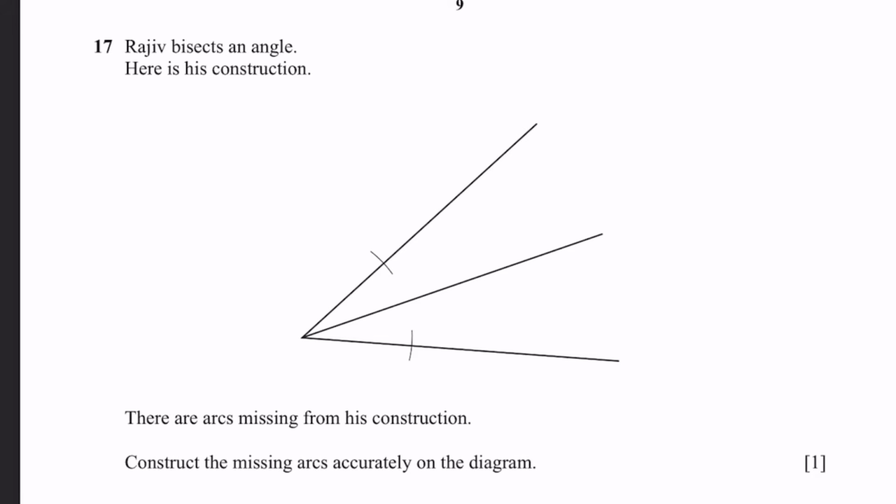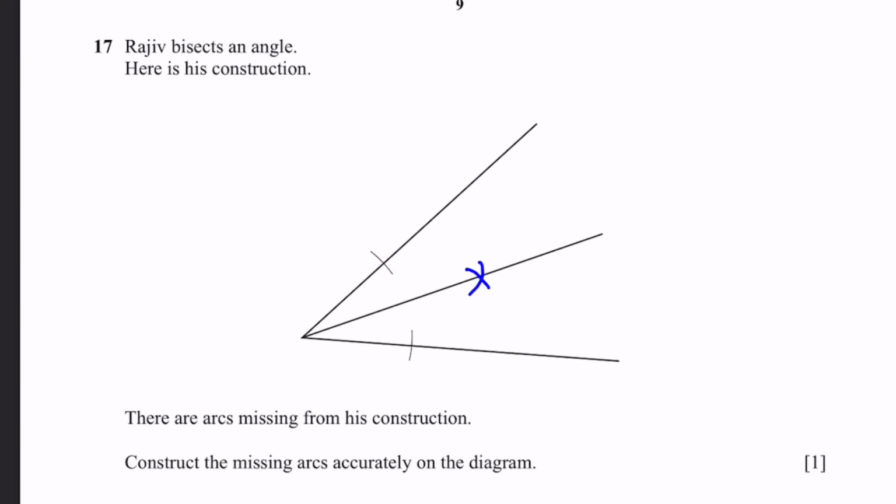Question 17. Rajiv bisects an angle. Here is his construction. There are arcs missing from his construction. Construct the missing arcs accurately on the diagram. First, you have to use your compass and place the needle over here and the pencil over here. Just trace out this arc. And note that the exact same length will be used for this arc as well. Now place the compass needle here and use the exact same length on the compass to draw another arc on this line, somewhere around there. And also place the compass needle here without changing the length and draw one more arc.